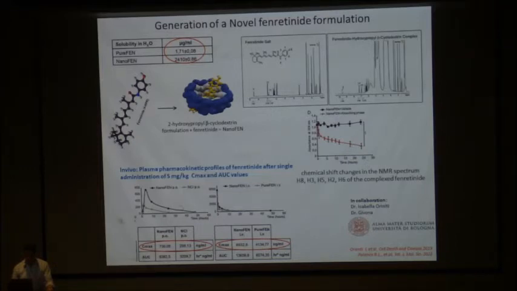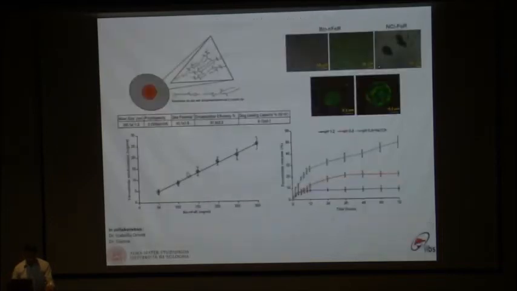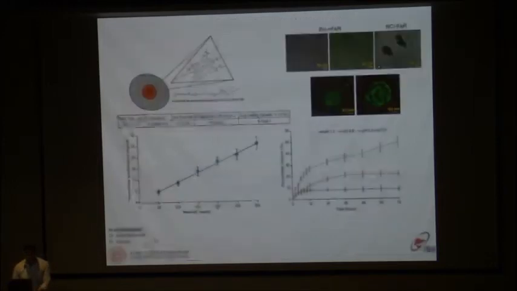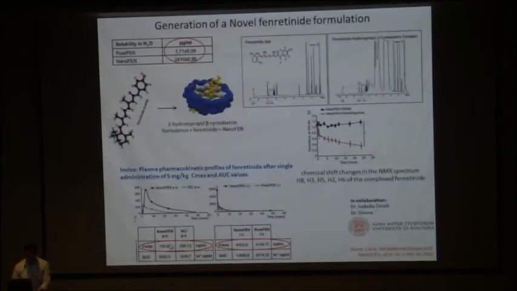This was further confirmed with in vivo plasma pharmacokinetic levels of nanofenretinide. After a single administration of 5 mg per kg, Cmax was achieved. The NCI, the National Cancer Institute, provided this capsule for clinical use. They had limited Cmax at higher doses, while with the nanoformulation we got double the concentration at the same dose.